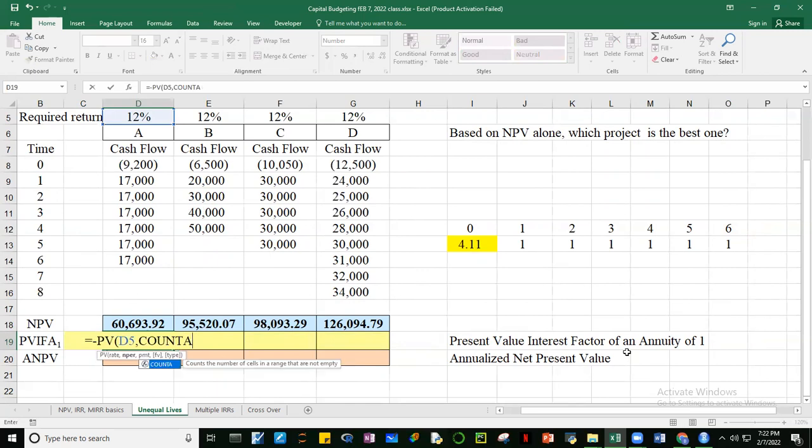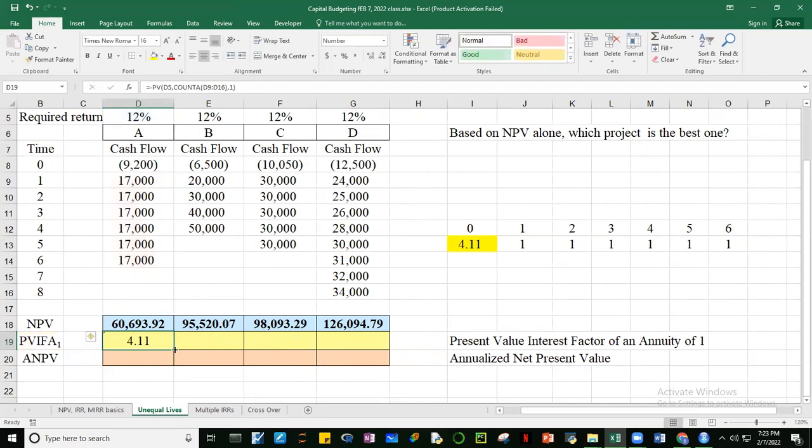COUNTA counts the number of cells in a range that are not empty. Okay, so COUNTA natin, ito. Siyempre, wag natin isasama si year 0. Bibilangin ni Excel to, ilan to? 6. Pag kinopy natin to the right, bibilangin niya rin yung may laman lang. So 5, 6, and then 8. So, you can use the COUNTA function. Sasarado ko na itong COUNTA. Comma. So we're now in PMT. Ano yung PMT natin? 1, diba? Annuity of 1. And then, walang future value, ignore the type, close natin to. So that will now be the present value interest factor of an annuity of 1 for 6 years.